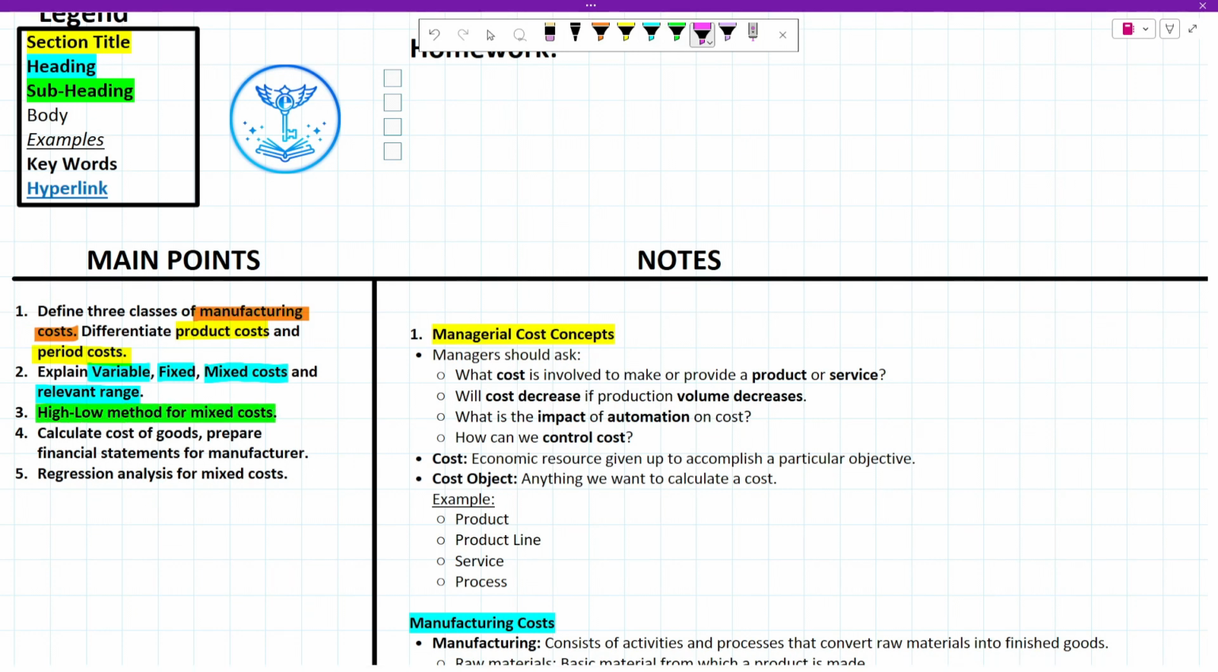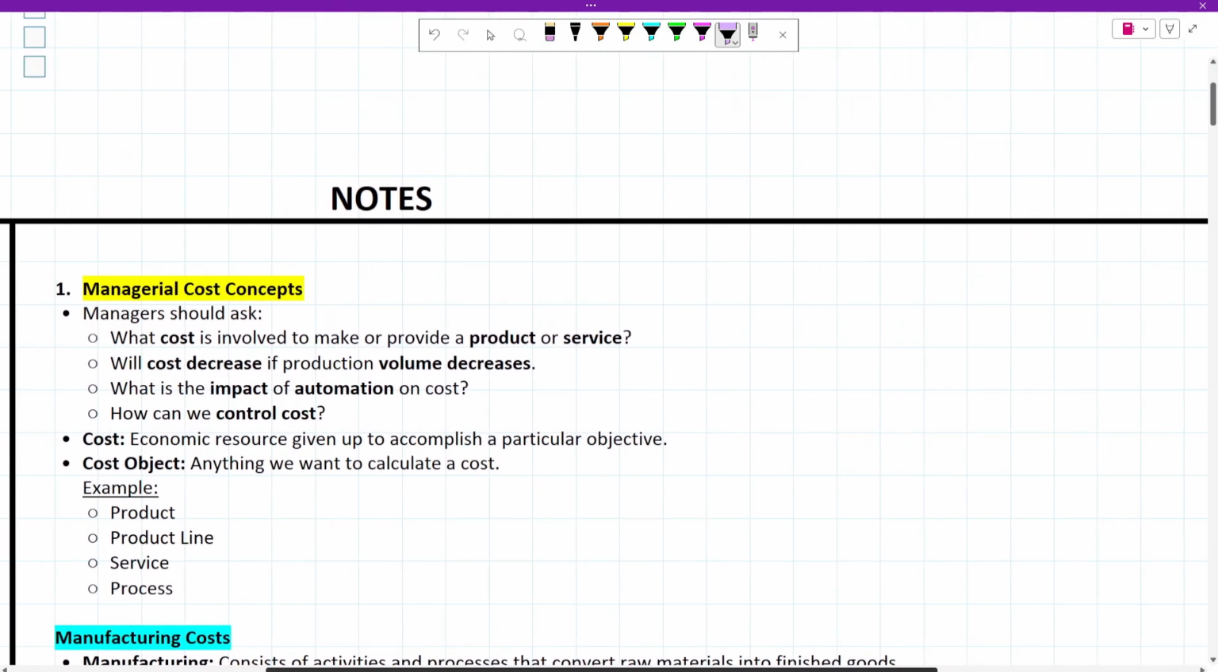And then four, calculate cost of goods and prepare financial statements for manufacturers. So financial statements for manufacturers. And five, regression analysis for mixed costs. All right, so let's start with number one.